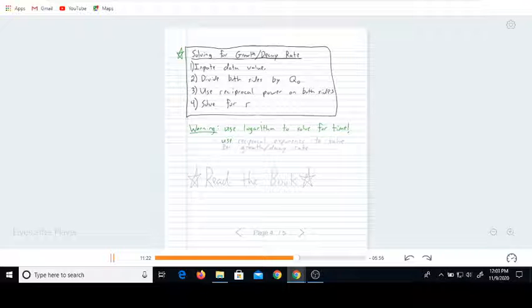And we use reciprocal exponents to solve for that growth or decay rate. So you need to know when to use what operation. This just goes back to your standard high school algebra class.